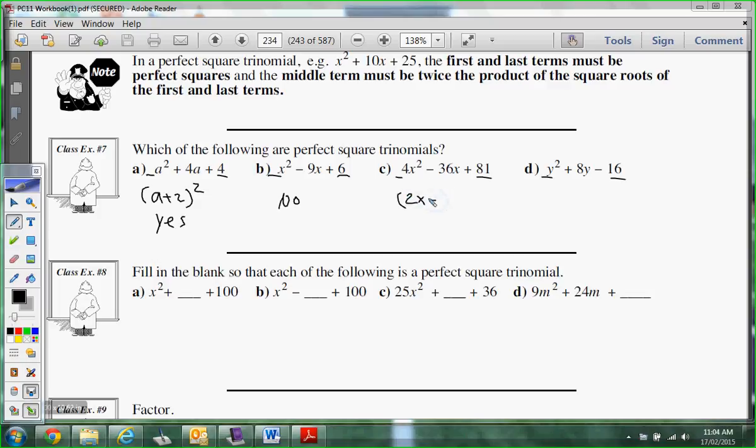Okay, not plus 9, but minus 9. That's what our guess would be, right? It's minus because the middle is a negative. Okay, so let's check. Square root of 4 is 2. Square root of 81 is 9, so those are good.